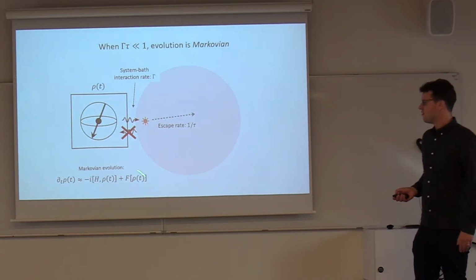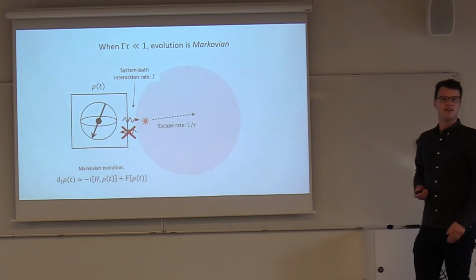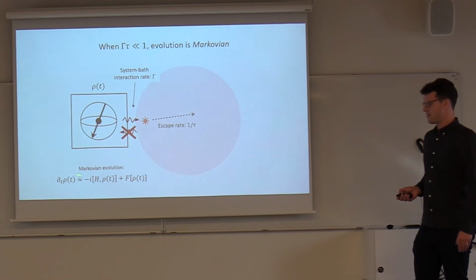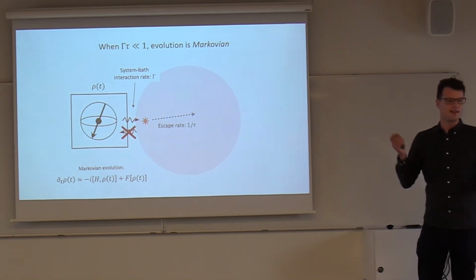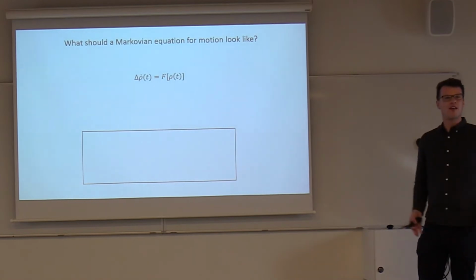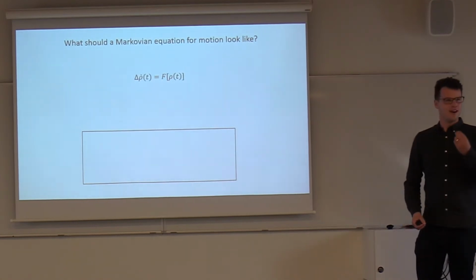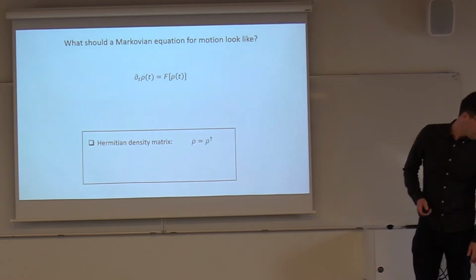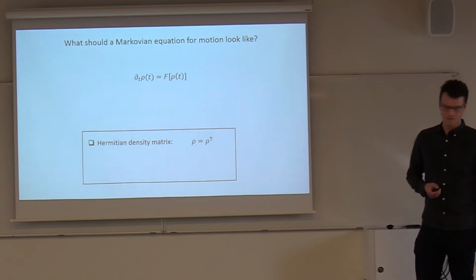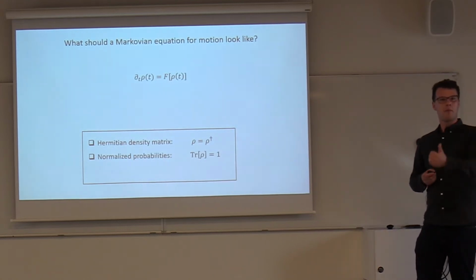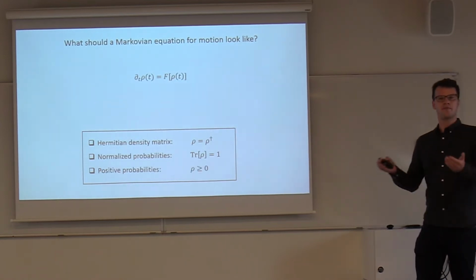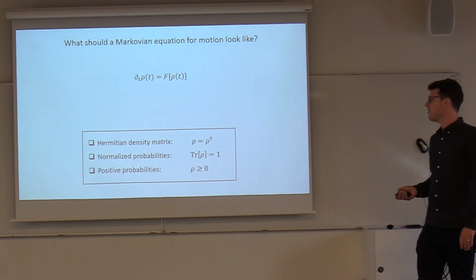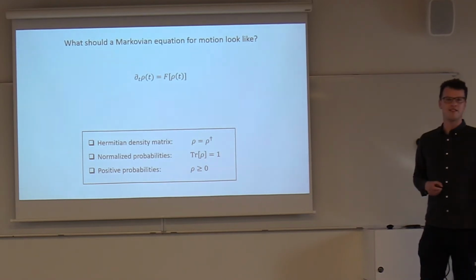And in this case, we can put up an equation of motion for the density matrix, which is linear and does not depend on the past. And this is a Markovian master equation. So how should this master equation look? Just by knowing that it's a density matrix, we have a wish list of properties that we want. First, the density matrix should stay Hermitian. Secondly, the probabilities should sum to 1, so the trace of the density matrix should stay 1. And also the probabilities should be positive. Negative probabilities don't make sense. So whatever function we have here, it has to preserve the hermiticity, trace, and positivity of the density matrix.